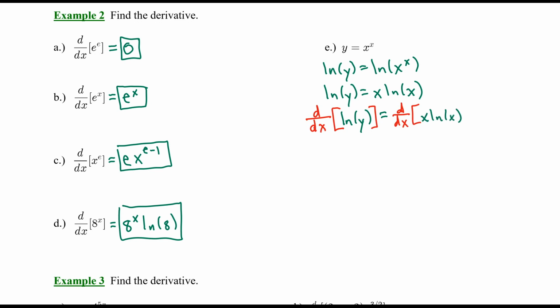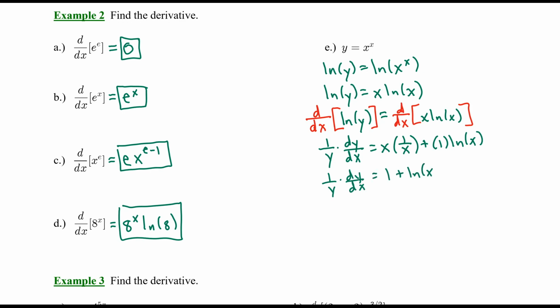The derivative with respect to x of natural log of y, as you've seen many times, is 1 over y dy over dx. On the right side, because we're dealing with the product of two functions of x, we need to apply the product rule. So we have our first factor x times the derivative of the second factor, which is 1 over x, plus the derivative of the first factor times the second one as is. If we simplify that a bit, we end up with 1 plus natural log of x over there on the right side.